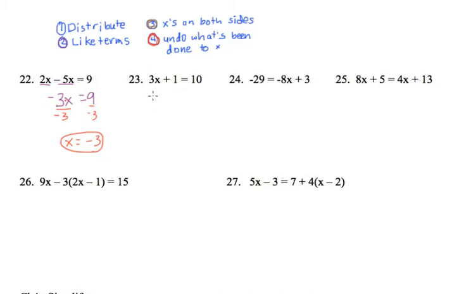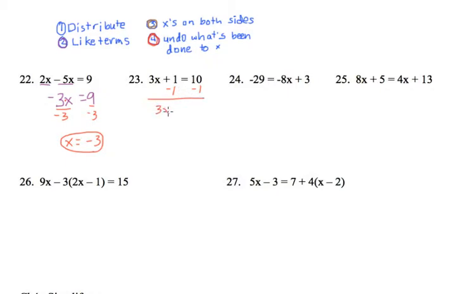Number 23, let's see. Distribute, no. Like terms, no. X's on both sides, no. So I just undo what's been done to the x. I go to the side that has the x on it, and I undo what's been done to it. So I undo adding 1, which means I subtract 1 on both sides.